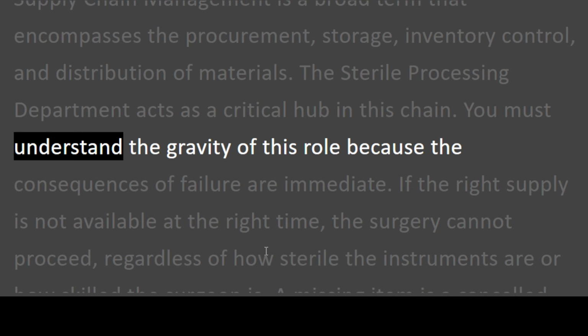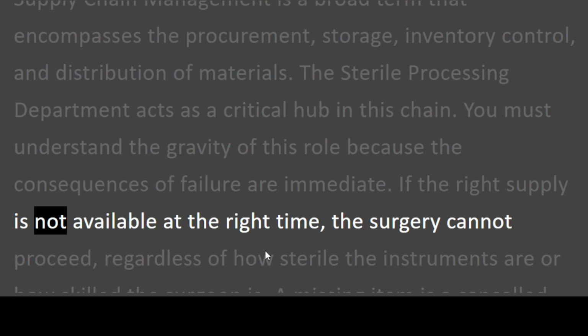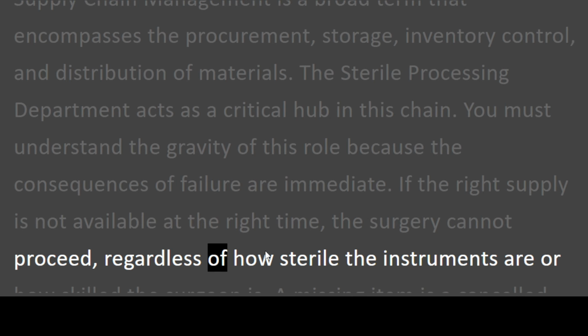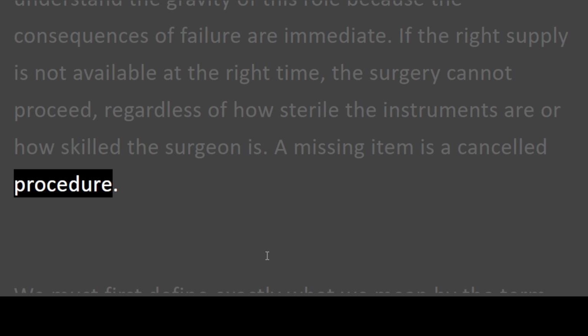You must understand the gravity of this role because the consequences of failure are immediate. If the right supply is not available at the right time, the surgery cannot proceed, regardless of how sterile the instruments are or how skilled the surgeon is. A missing item is a cancelled procedure.